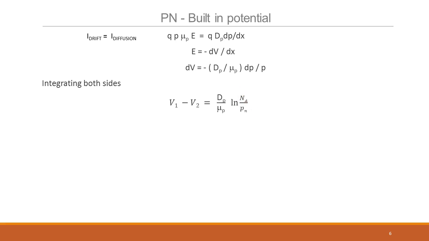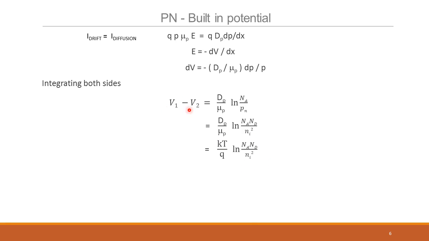holes in the P side. This is a simple integral because the integral of 1 by p is ln of p, and if you substitute these values, you'll get this. Right? And Pn, we know, is the number of holes in the N side, and that is given by Ni squared by Nd. So Nd goes to the numerator, so it becomes Na Nd by Ni squared. Right? So Dp by mu p ln Na Nd by Ni squared. Dp by mu p is actually nothing but kT by q, where k is Boltzmann's constant, T is the temperature in Kelvin, and q is the electron charge. So kT by q ln Na Nd by Ni squared.